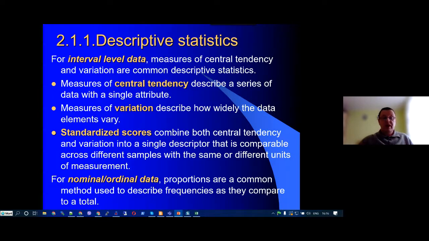And check what kind of measures could be used to describe particular data. Again, it depends on the data type. If we talk about interval level data, measures of central tendency and variation are common descriptive statistics. So again, we are talking about a discrete or continuous variable after being digitized. Measures of central tendency describe a series of data with a single attribute. Measures of variation describe how widely data elements vary around this center.